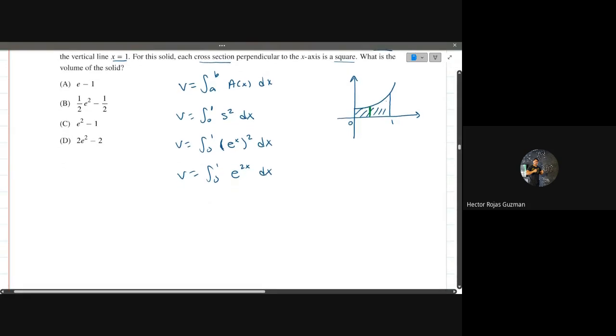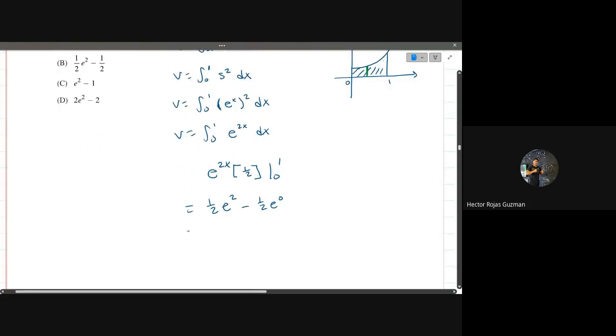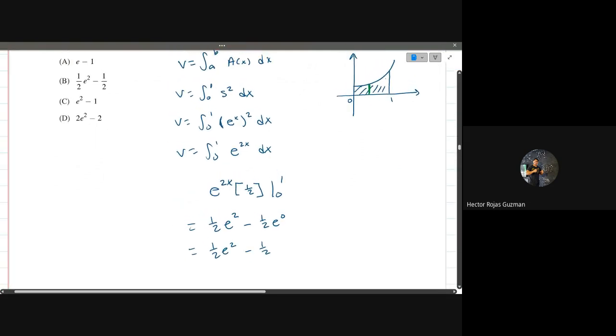And now we go ahead and find our antiderivative. The antiderivative is e to the 2x, but we're going to multiply by the reciprocal of the derivative. Plug in your values: 1/2 e to the 2 minus 1/2 e to the 0. And that gives us 1/2 e squared minus 1/2 times 1, and that is our answer, B.